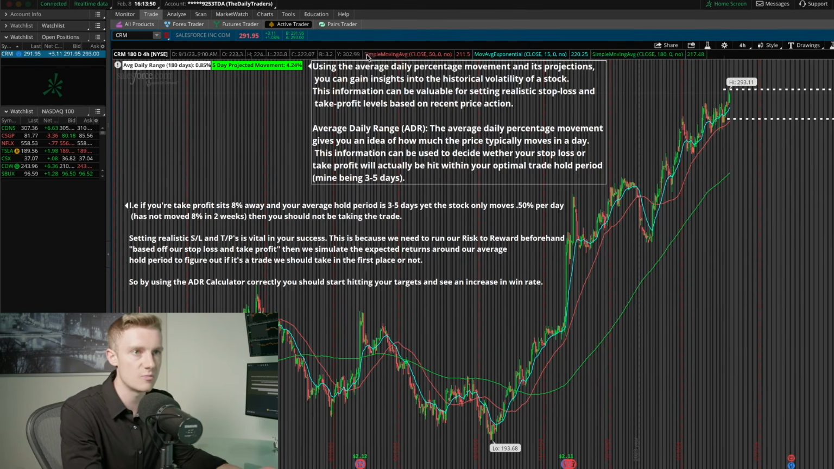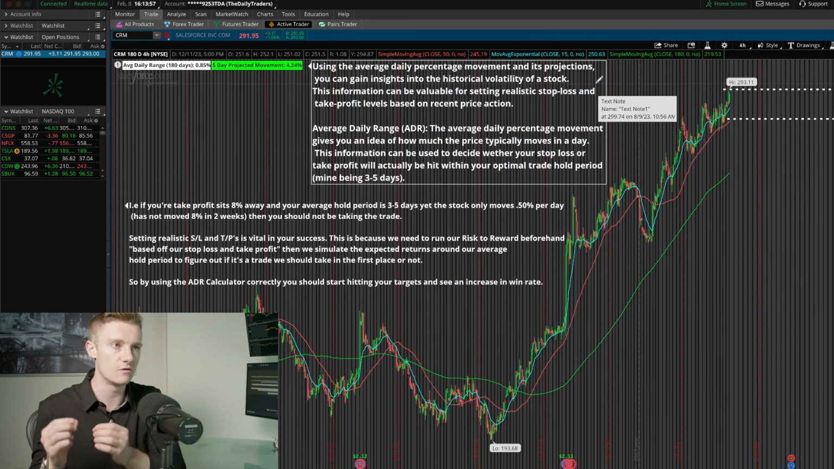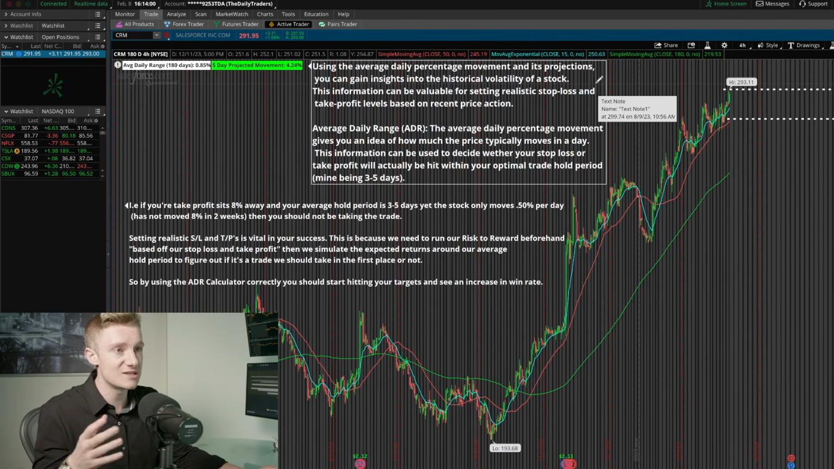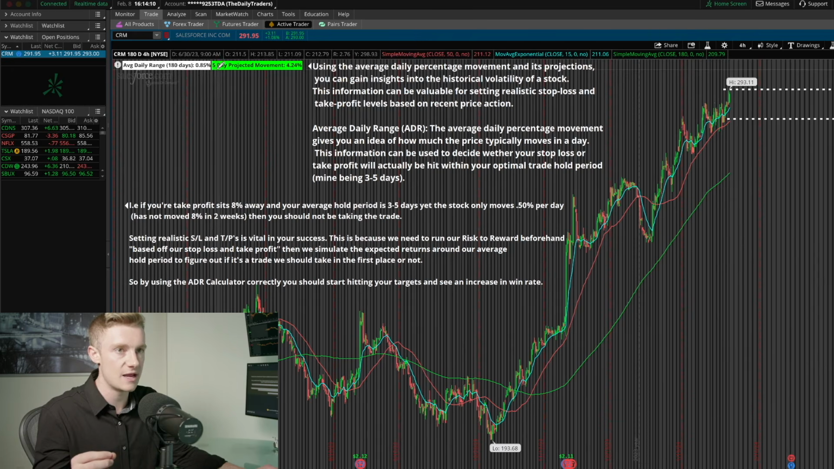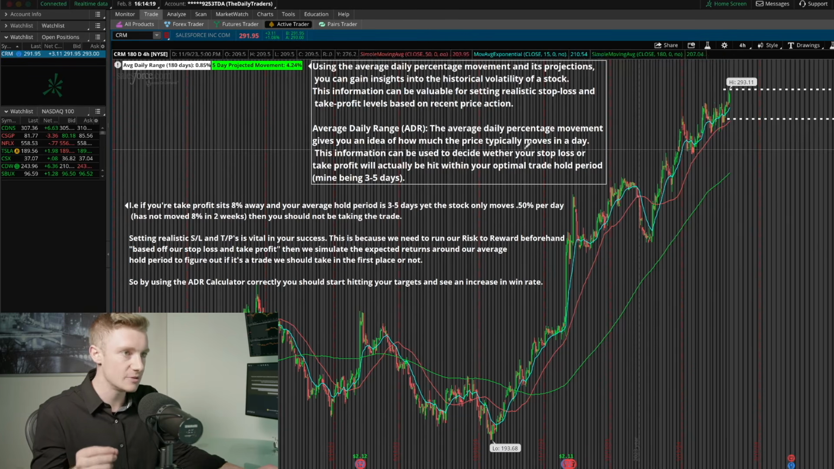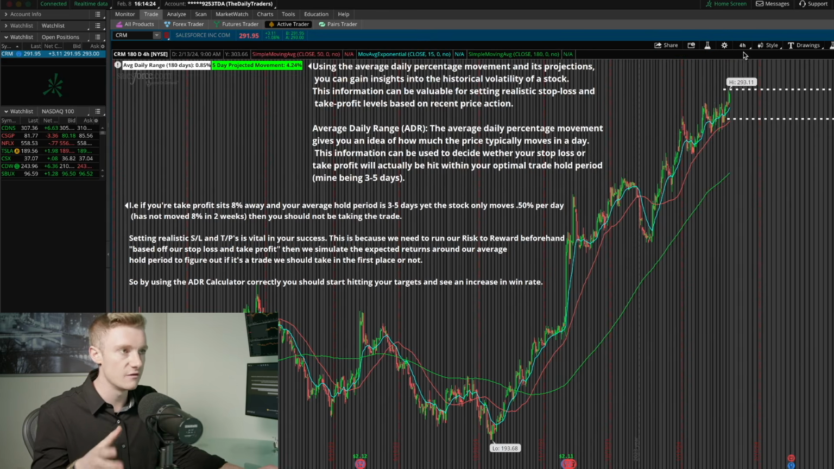So here's a little summary. Using the average daily percentage movement and its projections, you can gain insights into the historical volatility of a stock. Okay, so this information can essentially be valuable for setting realistic stop loss and take profit levels based on recent price action. Okay, so average daily range, ADR, that is this tool right here, that I've plugged into my ThinkorSwim. It is the average daily percentage movement, which will give you an idea of how much the price typically moves in a day of that specific stock you're looking at over the last 180 days on the 4-hour time frame.